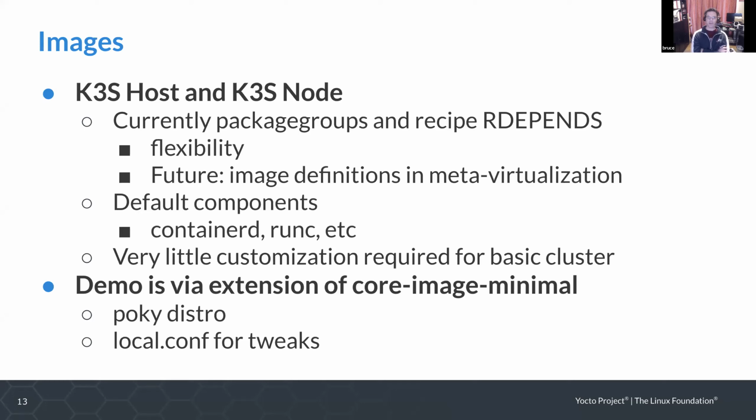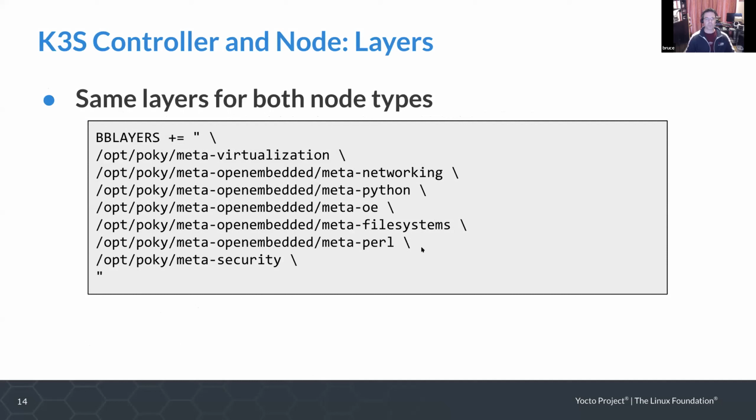I'll also point out that we're using just the default configuration of K3S, so containerd, runc, all the standard out-of-the-box runtimes and elements are not being changed. So almost no customization is required for a basic cluster. I built my demos on purpose through extension of core-image-minimal using the Poky distro and just a few little tweaks in local.conf that I will show. Same layers for both nodes. Basically, meta-virtualization and its dependencies are added to the BBLAYERS.